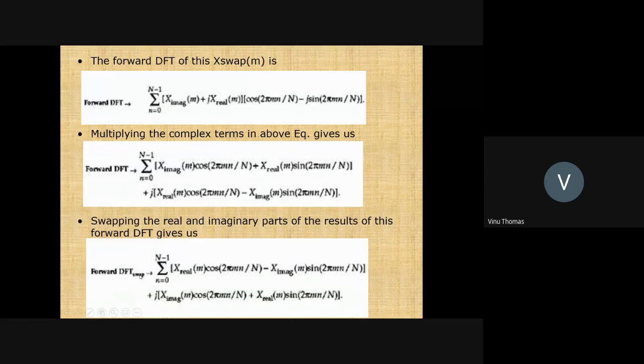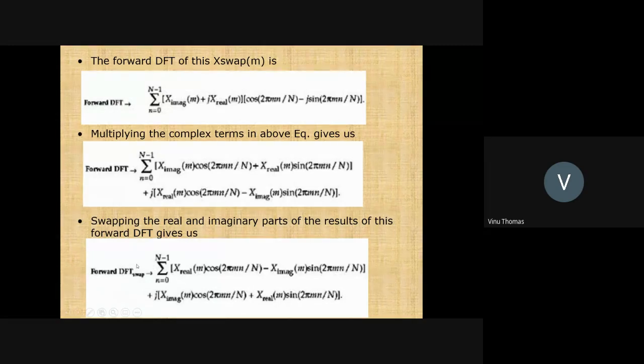So when you do the swap after computing the FFT, the new real part is now sigma n equal to 0 to n minus 1 x real m cos 2 pi mn by n minus x imag m sine 2 pi mn by n, plus j times x imag m cos 2 pi mn by n plus x real m sine 2 pi mn by n.